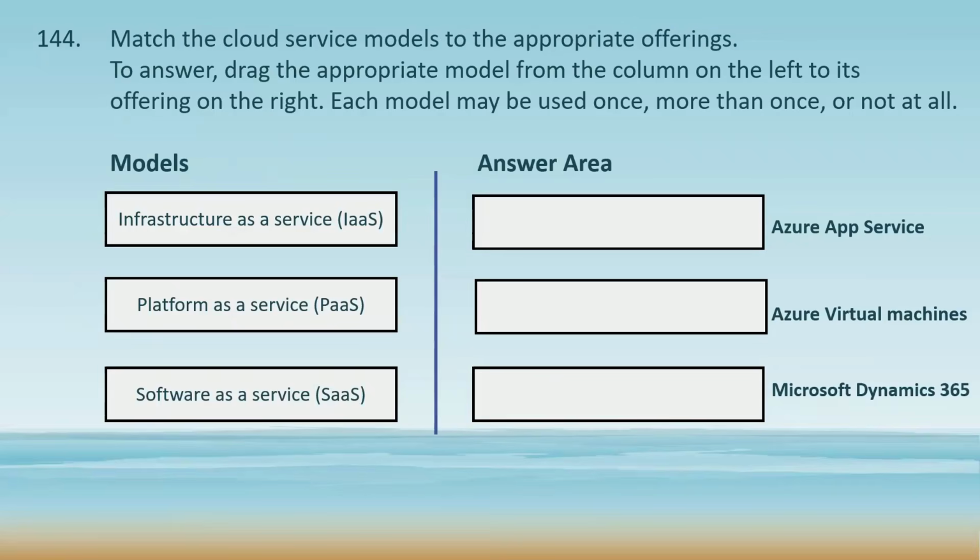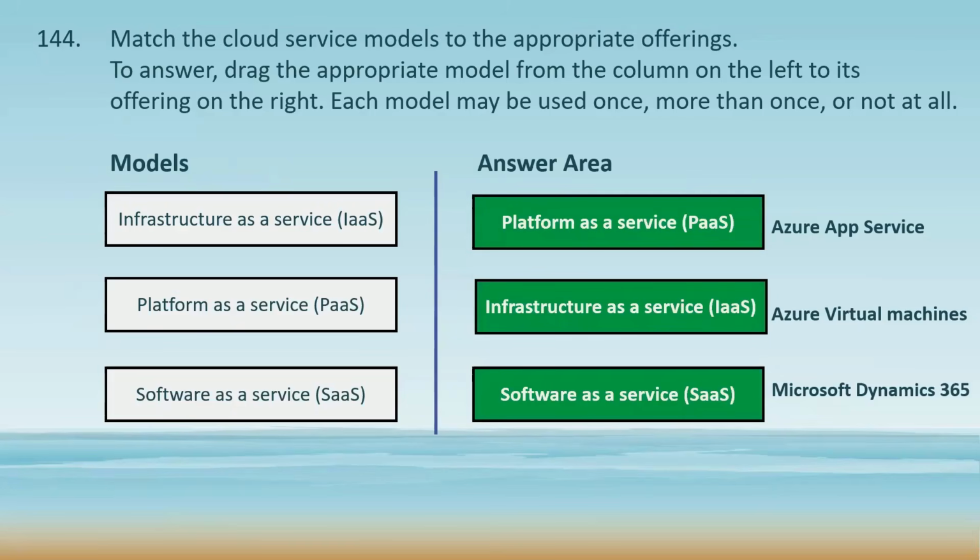The correct answer in this case is Azure App Service is an example of platform as a service, Azure Virtual Machine is an example of infrastructure as a service, and Microsoft Dynamics 365 is an example of software as a service. If you are not sure of the difference between these three types of cloud computing service models, then I already have a detailed video explaining all of them. Check that out, as there can be multiple questions around cloud computing service models in the exam.